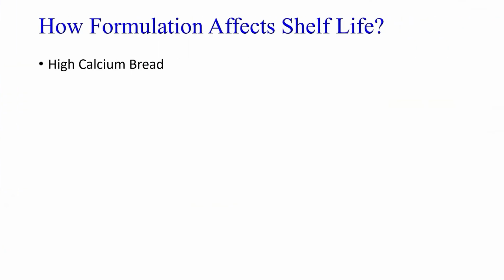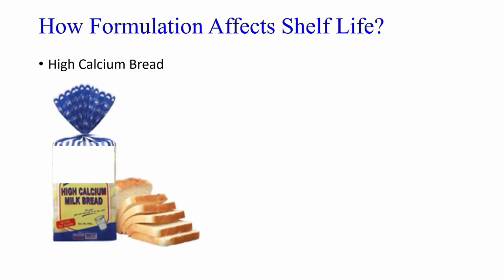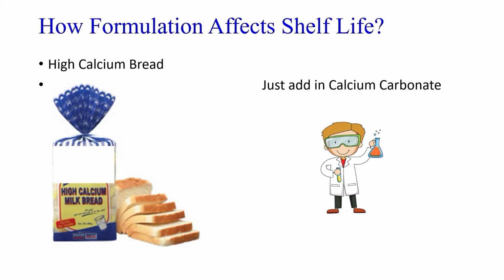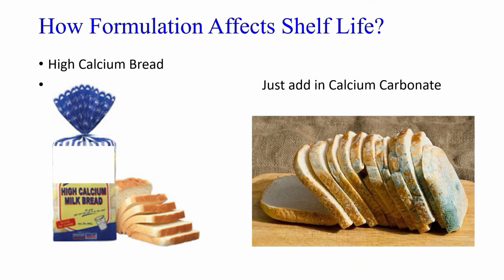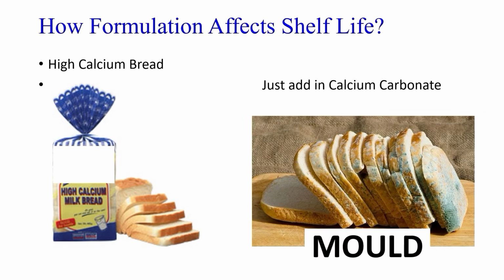How formulations affect shelf life. This is a real case which happened in Malaysia about 20 years ago. The market leader came up with a new type of bread, high calcium bread. Then the second one also wanted to follow the trend. They added calcium carbonate to fortify the bread products. And what happened? Oh, the bread turned green in one day.